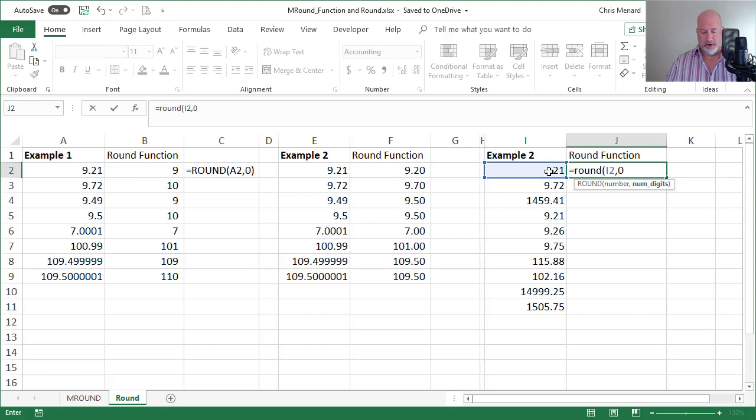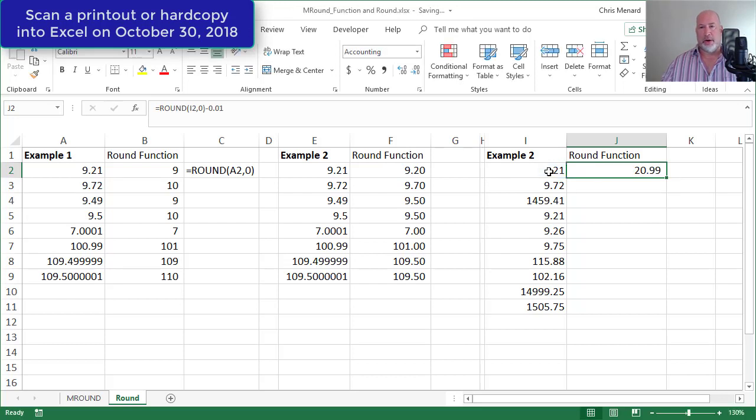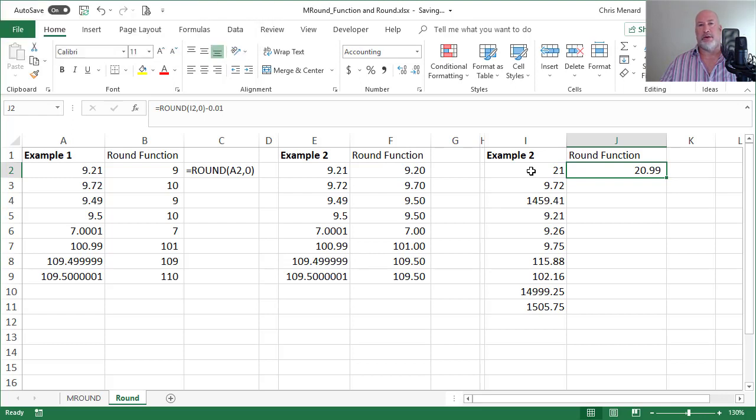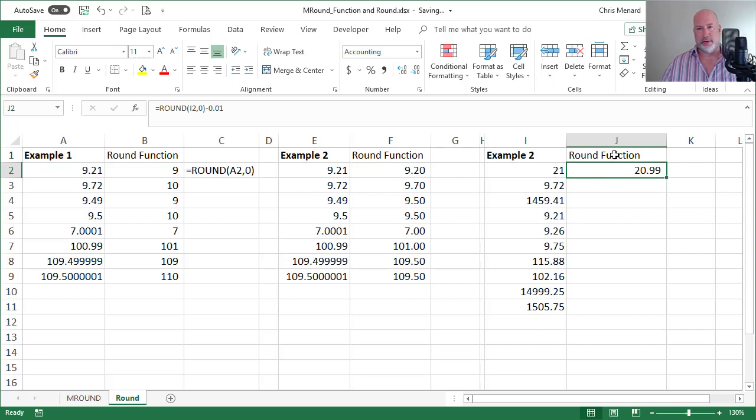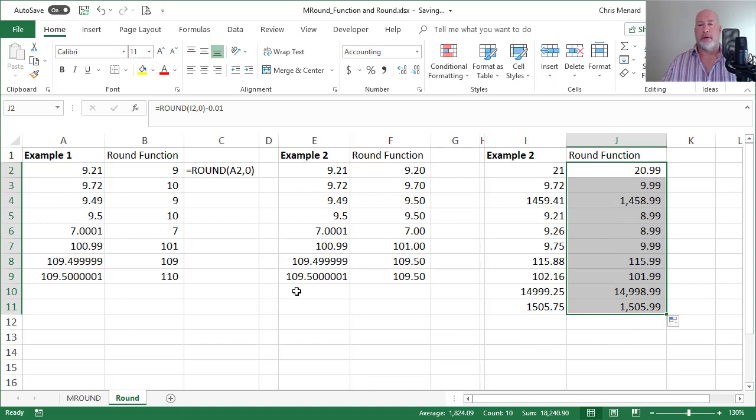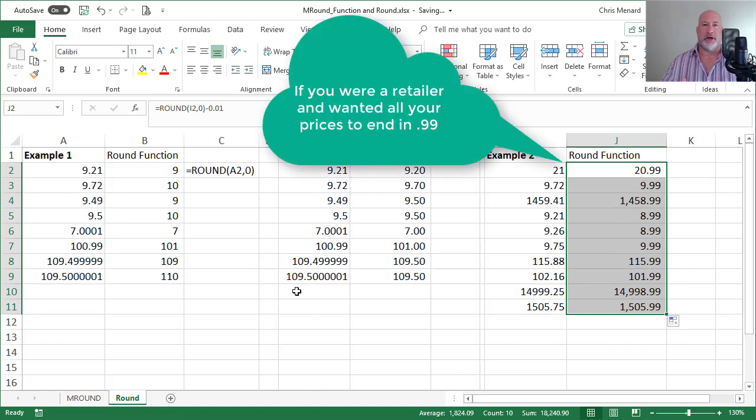comma, zero, and then I'm going to subtract 0.01. What I want to do here is all my numbers in column I, I want them to end with 0.99. So because I round zero decimal places, and then I subtracted 0.01, let's see what we end up with here. Everything is correct. So that is how you would get all your prices to end with 0.99 using the round function, zero places, minus 0.01.